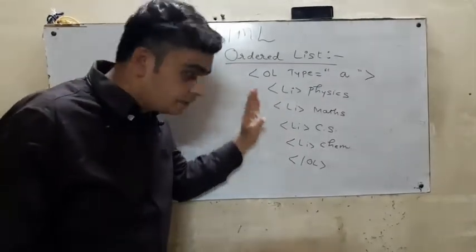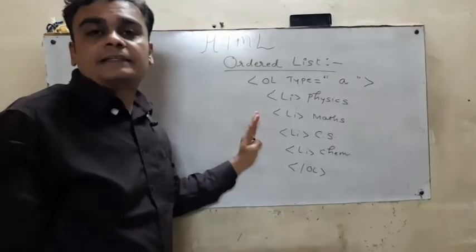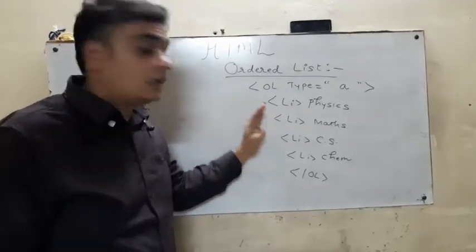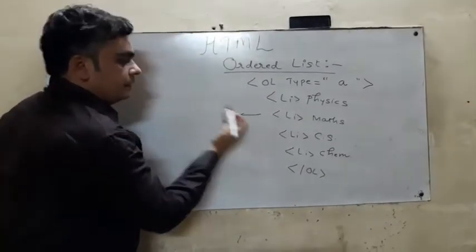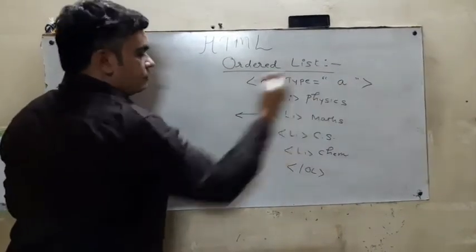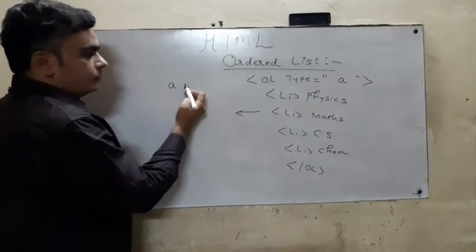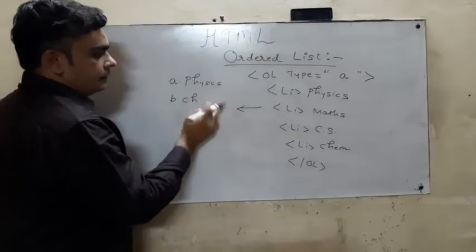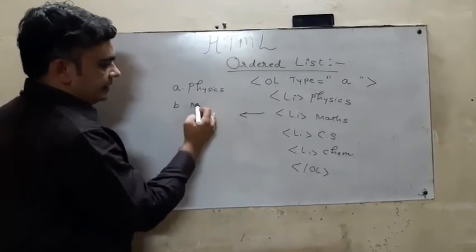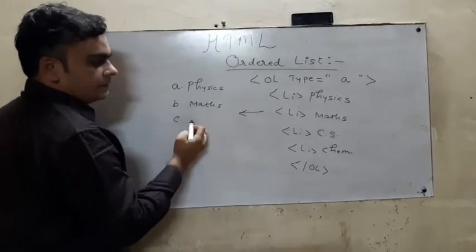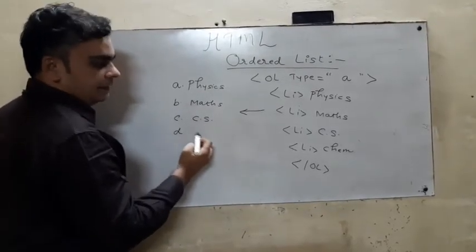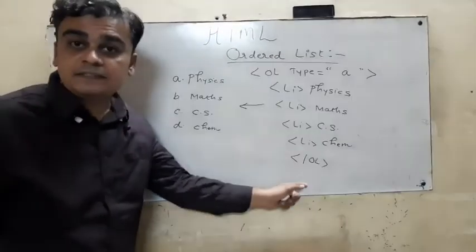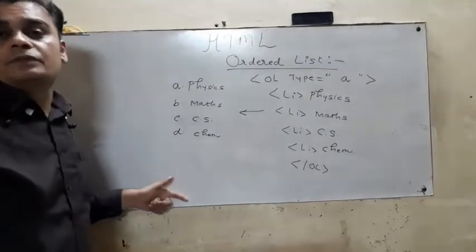Whenever I write this code in my notepad, and save this program with the HTML extension, it will show you the output on the web page like this. I am using representation by small a, so it will display like this: small a, then in front of that it will display physics, then b, my second subject is maths, c, CS, d, chemistry. If I extend this list, it will also extend these letters.